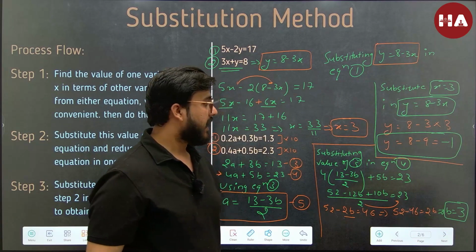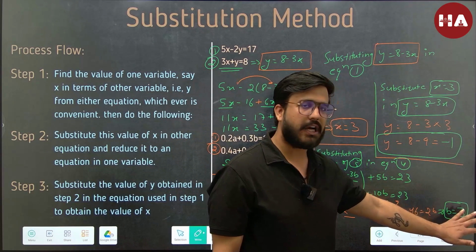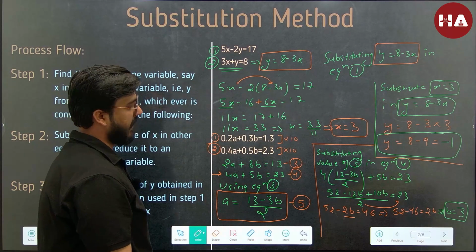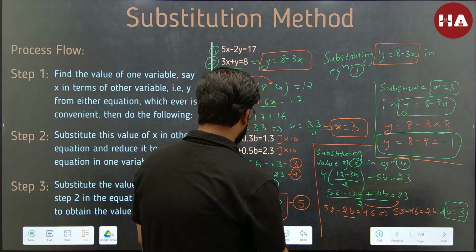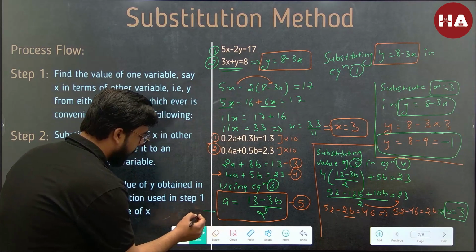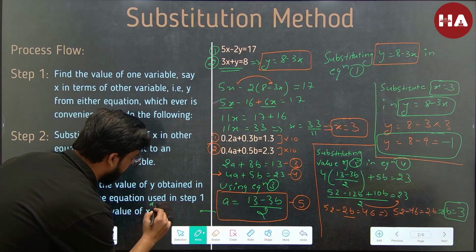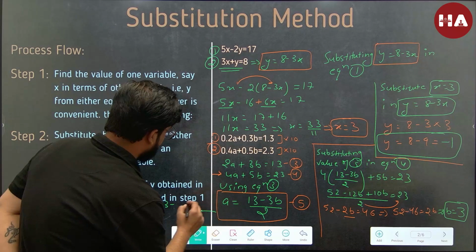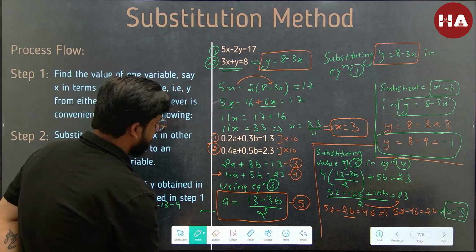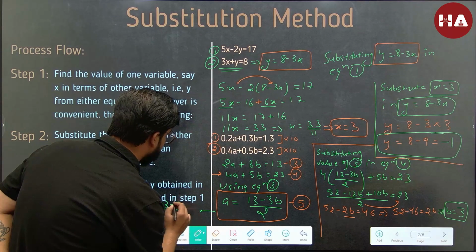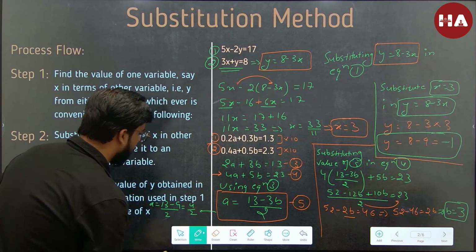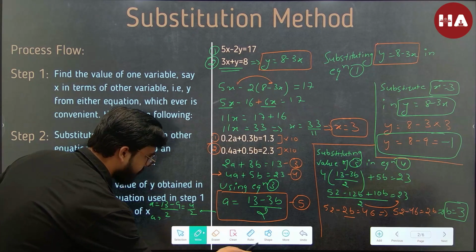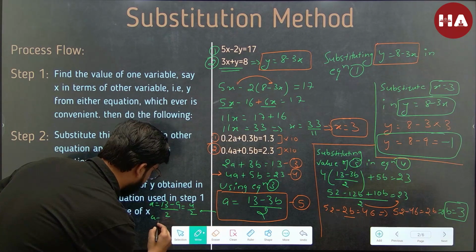Okay students, now the last step is what? That you have to substitute the value of b in this equation number 5. So how to solve it students? So I am solving it here. So a will be what? a will be equal to 13 minus 9, 3 multiplied by 3 is 9, over 2. So this is what? 4 over 2. So the value of a is coming to be 2.